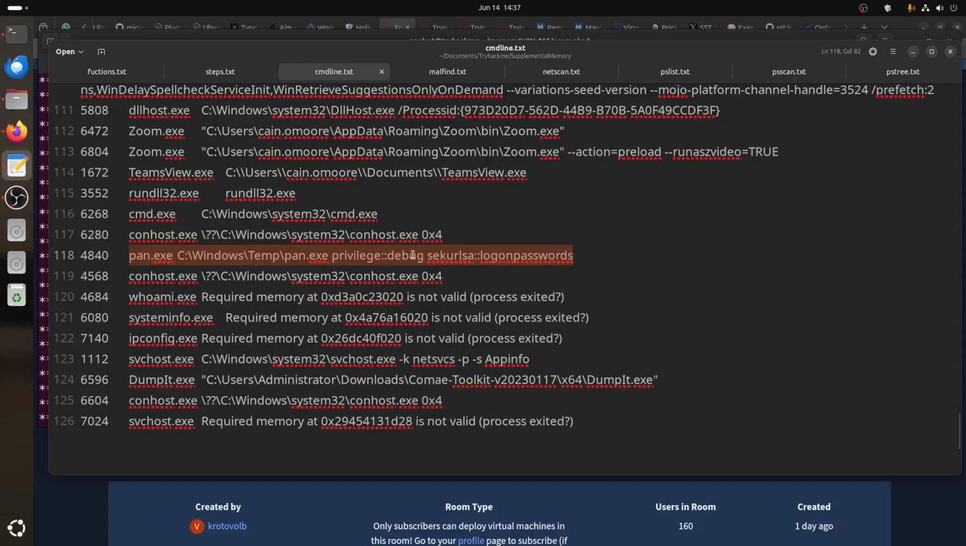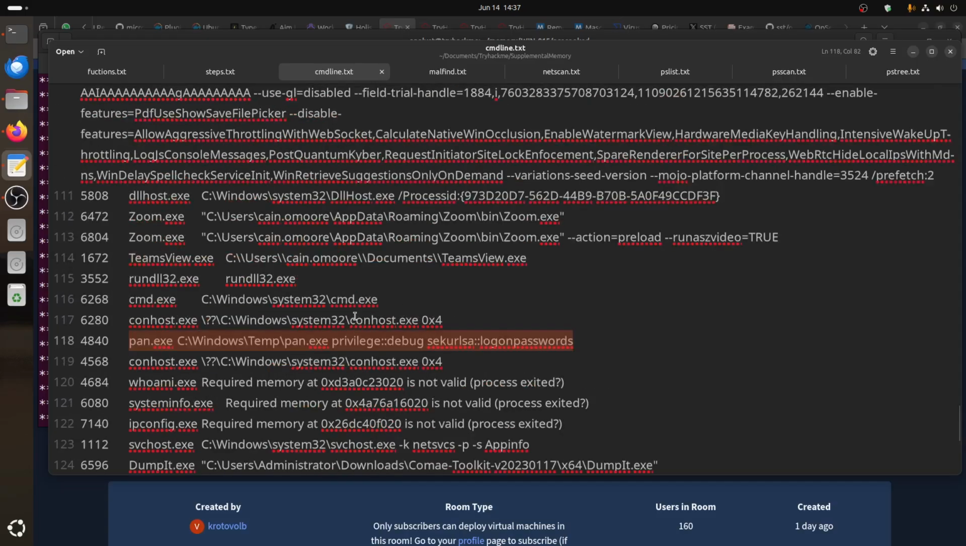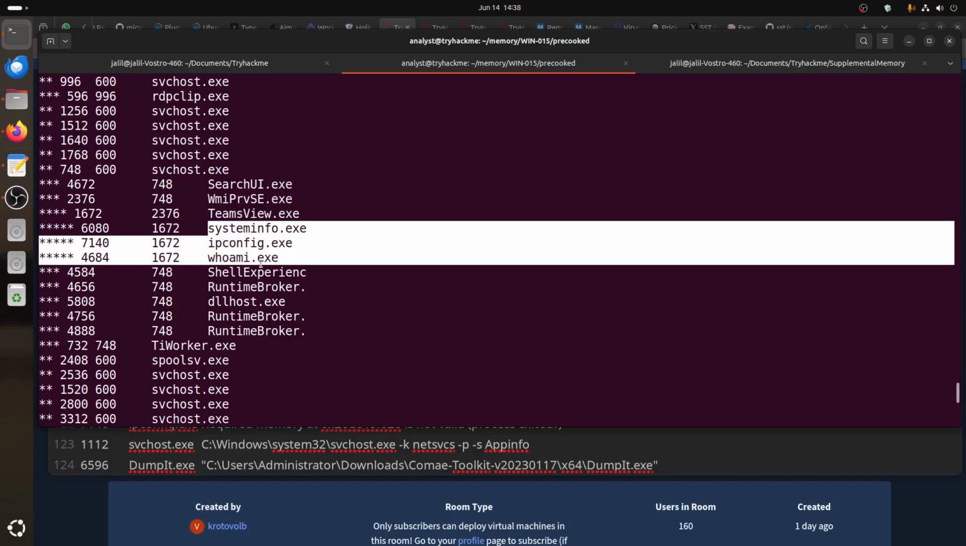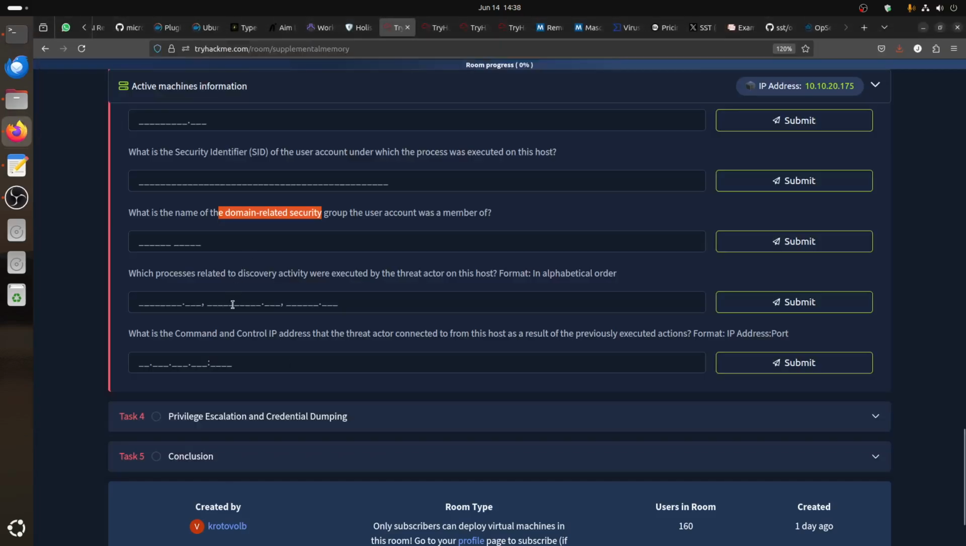Mimikatz, it's here. But before Mimikatz, what happened? You can see TeamViewer run. Then rundll32 will run a command line and connect to the host. This is Zoom here, so we're not seeing it because it wasn't done in the command line, that's why we don't see them, but we can see them in the process. So here are the three commands that have been used. These are the three related to this question.